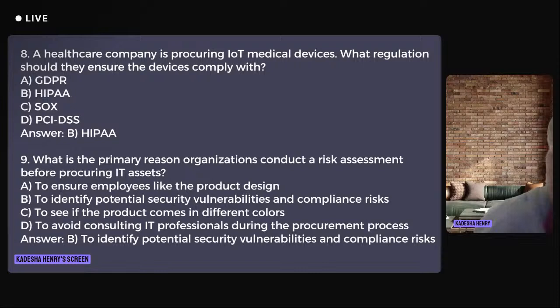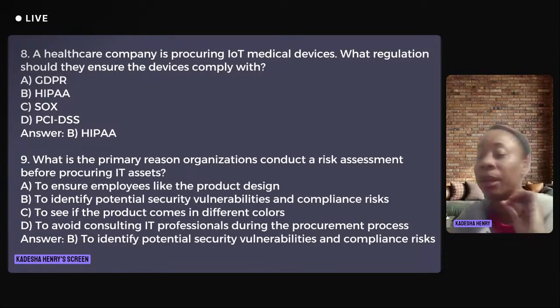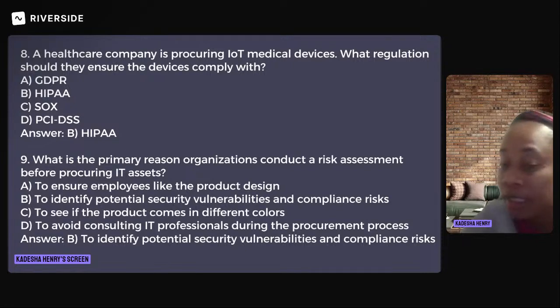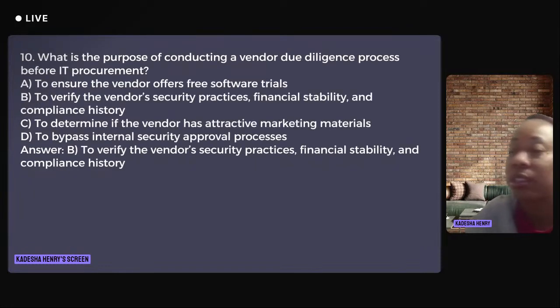That is why we do that, to identify potential security vulnerability and compliance risk. That's why we do a risk assessment. What are the vulnerabilities? And are they following the compliance and regulation?